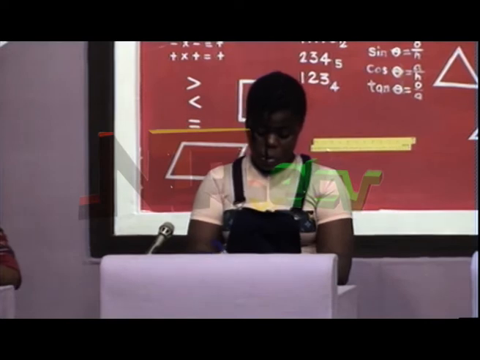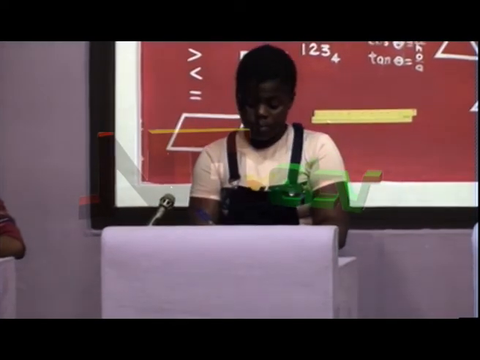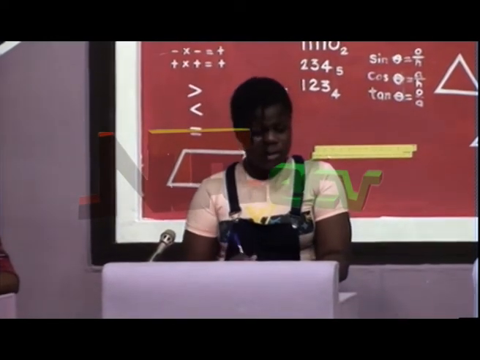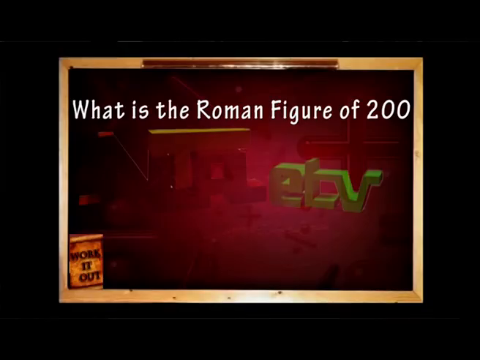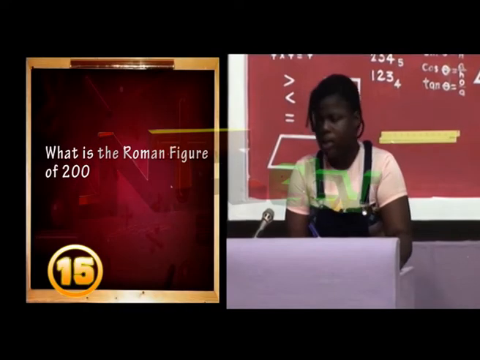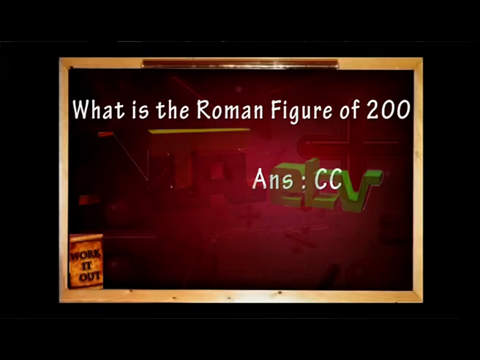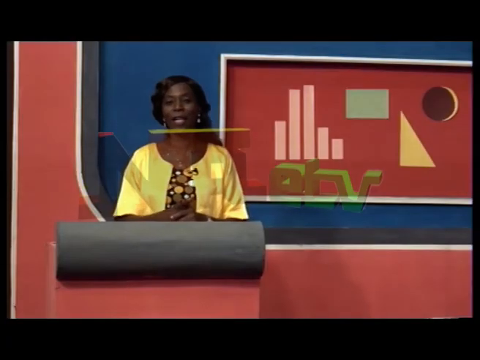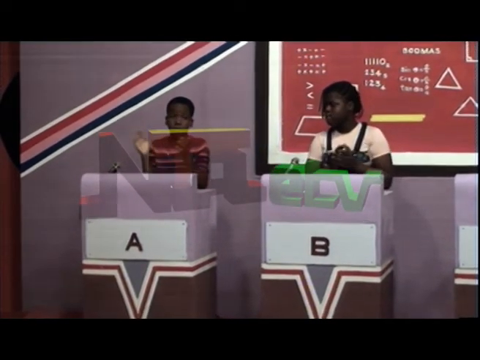The last question for this third and final stage goes to you, contestant B. Number 3. What is the Roman figure of 200? CC. That's correct. And with that answer, we've come to the end of the third and the final stage of our competition today. Please, let's give the contestants another round of applause.